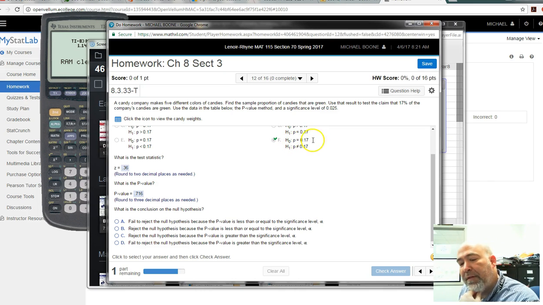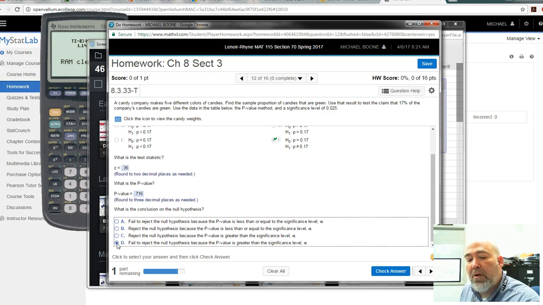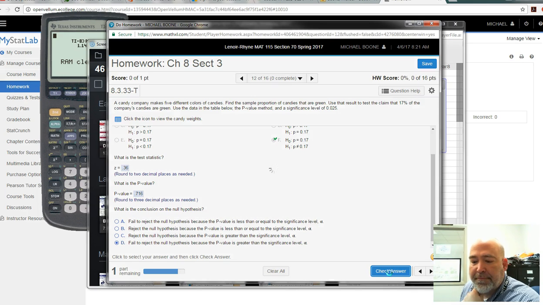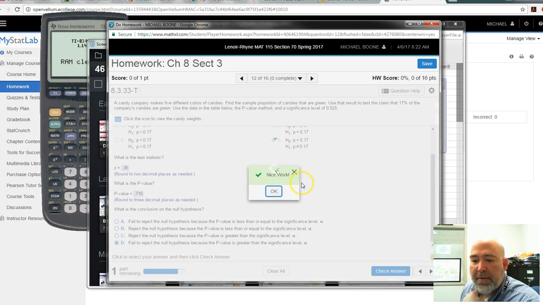So we believe that this is true. So we fail to reject the null hypothesis because the p-value is greater than the significance level of alpha. So it looks like we're picking D on this one. So if the p is low, we reject. But if the p is not lower than the alpha, we fail to reject. And that should give us the big old high five here in a second. So I hope that helps with this one. Again, as you have questions, please let me know.